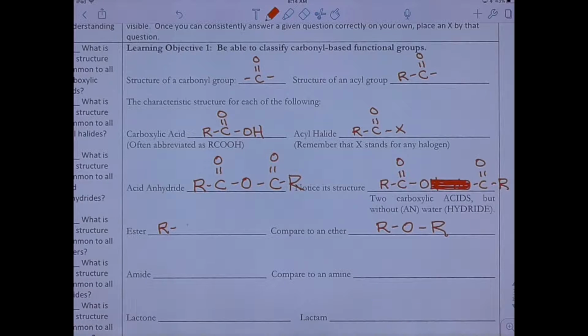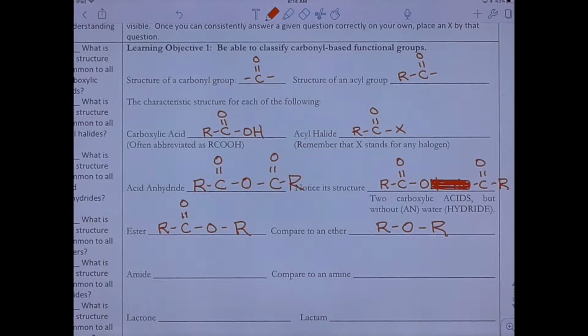And ester is the exact same thing, except the carbon on one side has a double bond oxygen. In other words, it has a carbonyl group, a carbonyl carbon as opposed to just a plain old run-of-the-mill carbon.